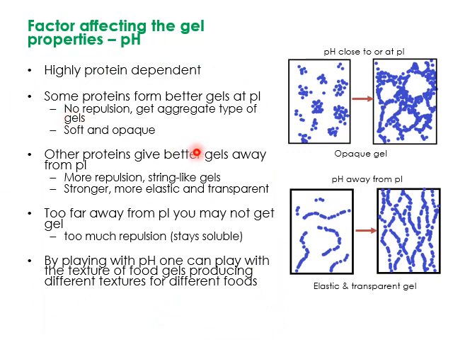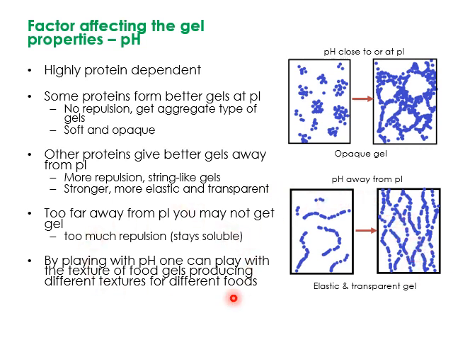There are many factors that can affect the gel properties. One is pH. Again, this depends on the types of protein. Some proteins form better gels at the isoelectric point, because it means there's no repulsion. The protein tends to aggregate when it is close to the pI. This will produce soft and opaque types of gel. But some proteins give better gel away from the isoelectric point, because this will cause more repulsion and string-like gel. Normally, these types of protein will form stronger, more elastic and transparent types of gel.